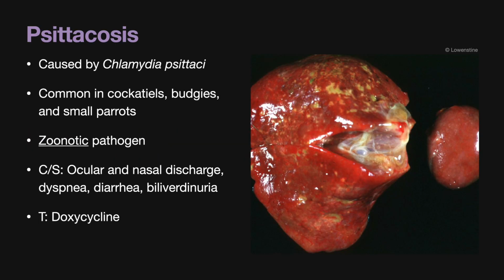For our birds, we're going to start by looking at two bacterial diseases. Psittacosis is a bacterial infection caused by Chlamydia psittaci. It is most common in cockatiels, budgies, and small parrots. This is a zoonotic pathogen that can cause flu-like illness in people. Clinical signs in birds include ocular and nasal discharge, dyspnea, diarrhea, and biliverdinuria, which is yellow-green droppings. The main treatment available is doxycycline.